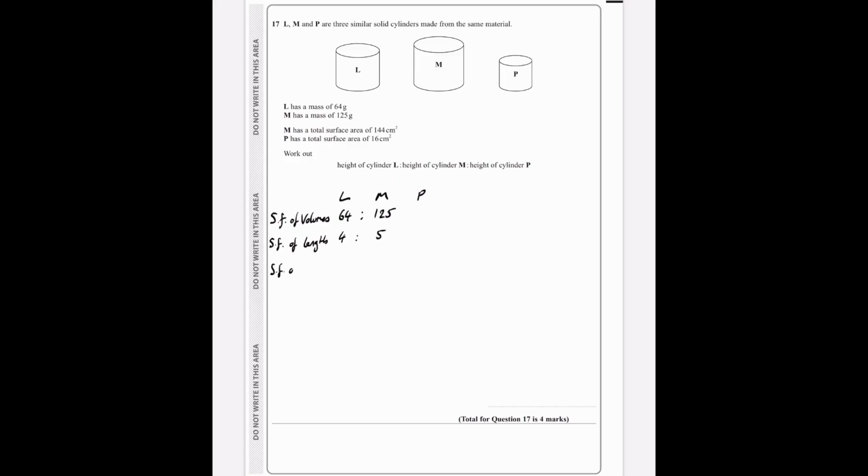Then it gives us information about the surface areas of M and P, so that's telling us about the scale factor of areas as 144 to 16. We can square root those to find the scale factor of lengths, which is going to be 12 to 4, or if you prefer simplifying 12 to 4, you'll get 3 to 1. Then you've got 4 to 5 and 3 to 1, so if we aim for 15 in the middle, multiply the 4 to 5 by 3 and the 3 to 1 by 5, you're going to get 12 to 15 and 15 to 5, so as a single ratio, 12 to 15 to 5.